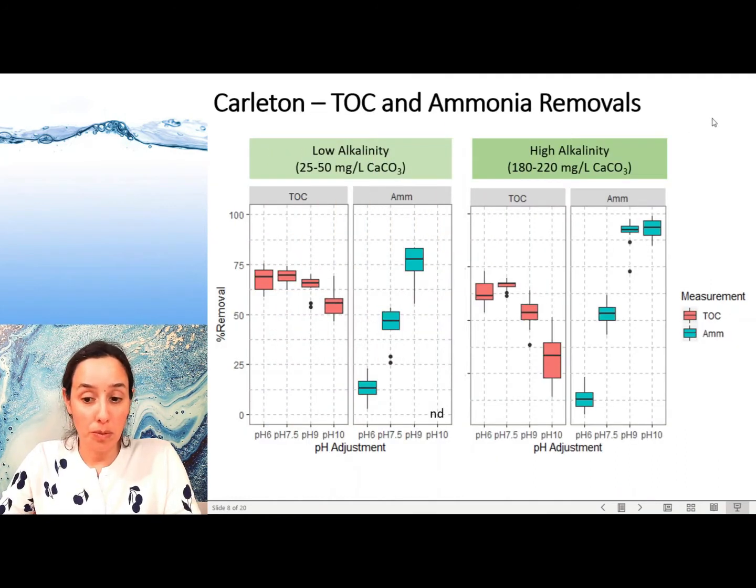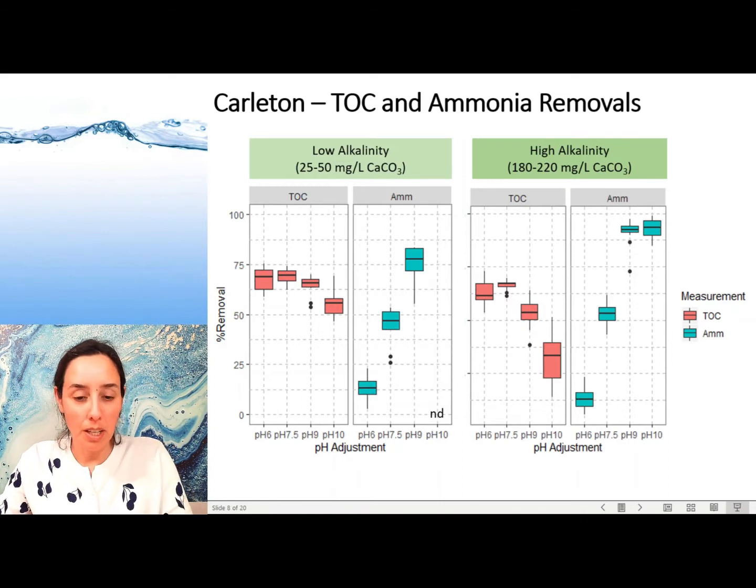Okay, so for the first set of results, what I have here is from the Carleton lab, our TOC and ammonia removals with alkalinity and pH adjustments. So overall, we didn't see too much of a trend or an influence of alkalinity on the results, but we did see an influence from the pH. There's a statistical difference in removal for the TOC at a pH of 10, but none of the other results were statistically different, and I feel like there may have been an experimental error in those results anyways.